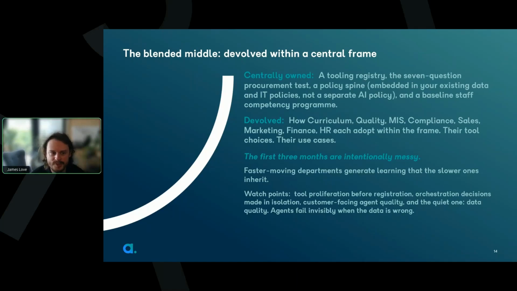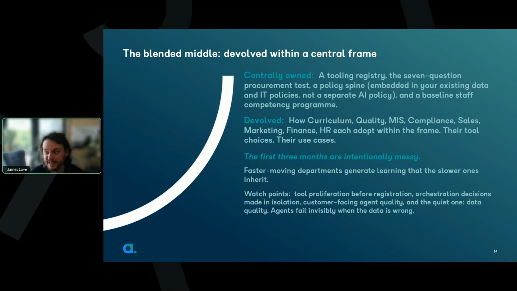A few watch points to keep an eye on as the first 3 months play out. Tool proliferation before tools are registered. Make registration a condition of trial, not a punishment after the fact. So make sure that that tool is logged before you start trialing it. Make sure that you've asked those questions up front as part of procurement. Don't ask after you've already been trialing.